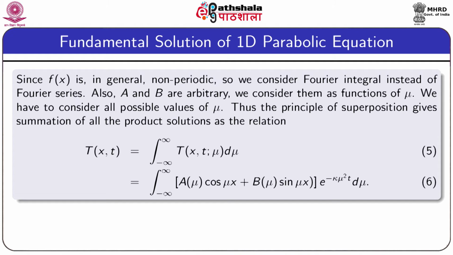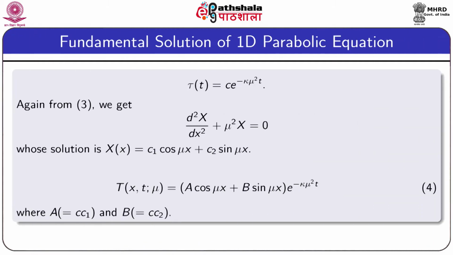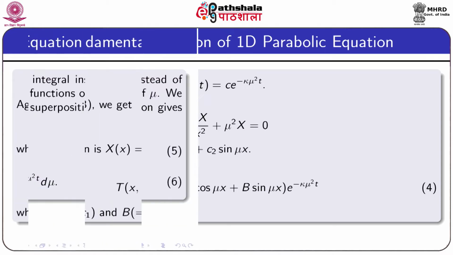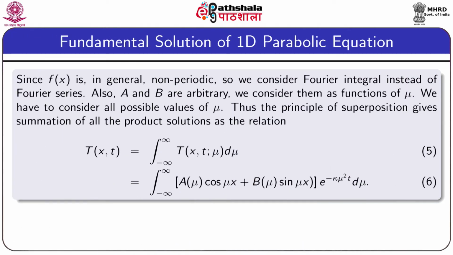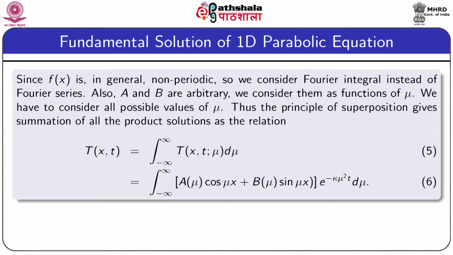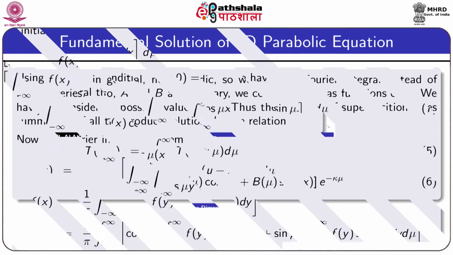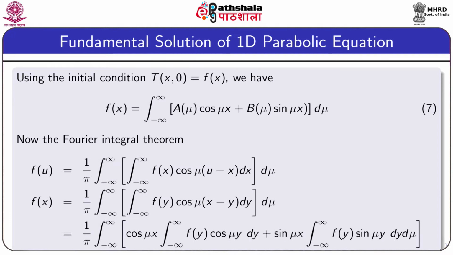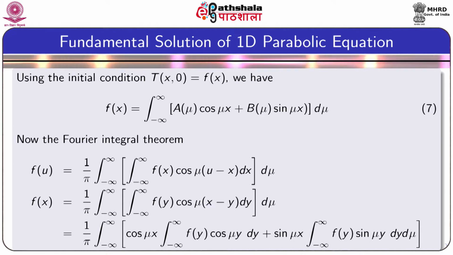Now, substituting the value of capital T from equation 4, we get capital T at x, t equals integration 0 to infinity of a(mu) cos mu x plus b(mu) sin mu x, into e to the power minus kappa mu square t, d mu. We have the initial condition T(x, 0) equals f(x).